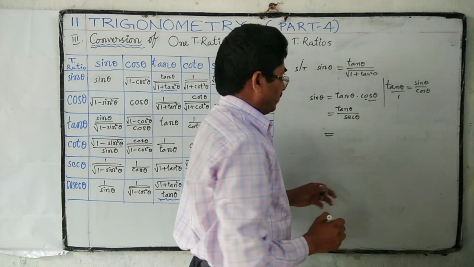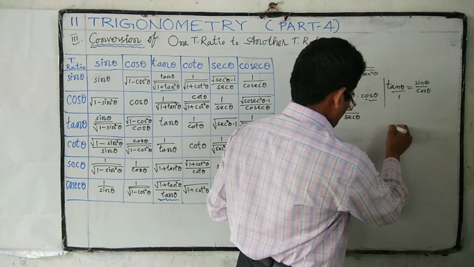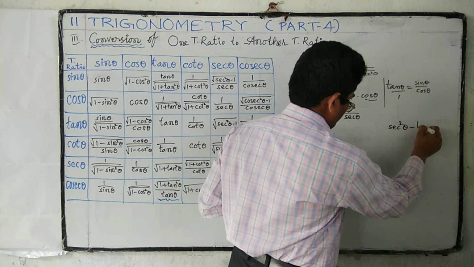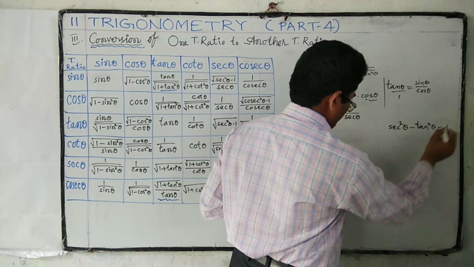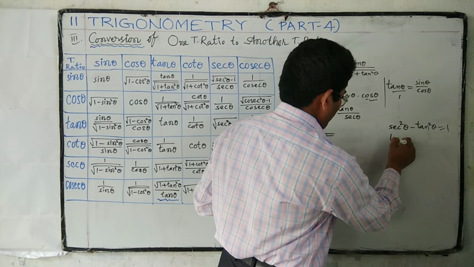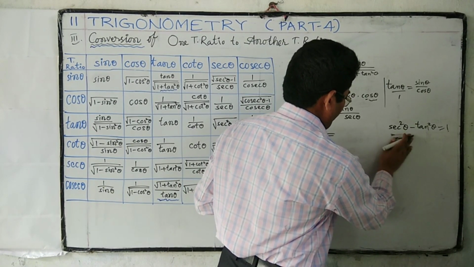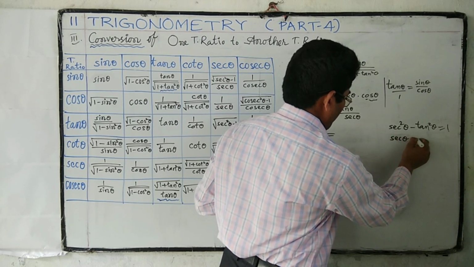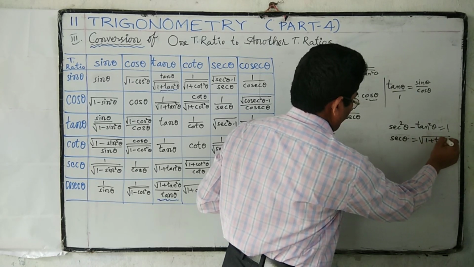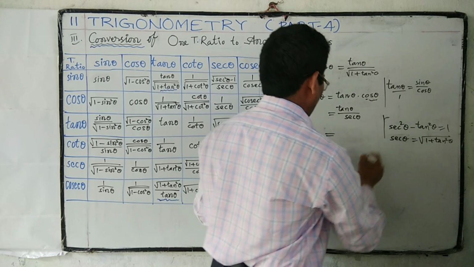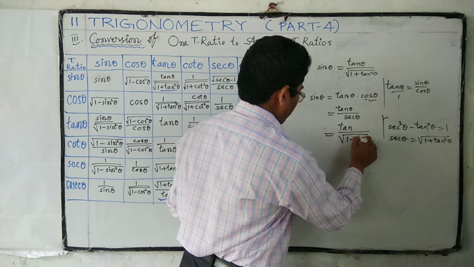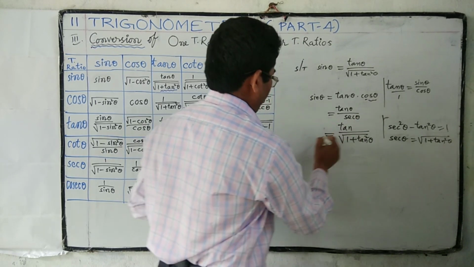We know the relation between sec and tan. That is the trigonometric identity: sec square theta minus tan square theta is equal to 1. From this, we may write sec theta is equal to under root of 1 plus tan square theta. So sin theta is tan theta by under root of 1 plus tan square theta. We got it.